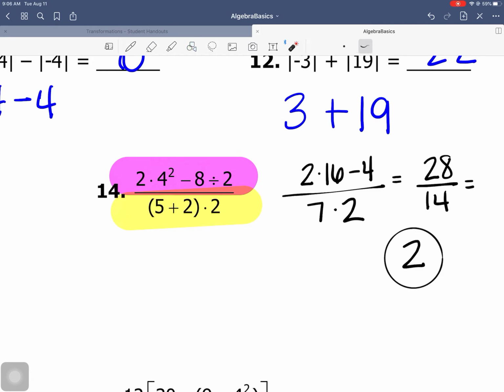Let me talk about what's just happened here. So I did 4 squared to get my 16. I did -8 divided by 2 to get my -4. Okay. Down here, I got 7 times 2. Now, when I get to this numerator, I'm going to go ahead and do 2 times 16, which is 32, minus 4 to leave me with 28. Okay? From here, you're going to do 28 divided by 14, and you get 2.